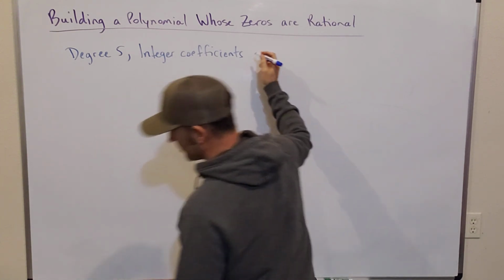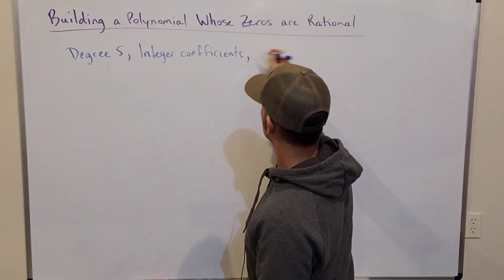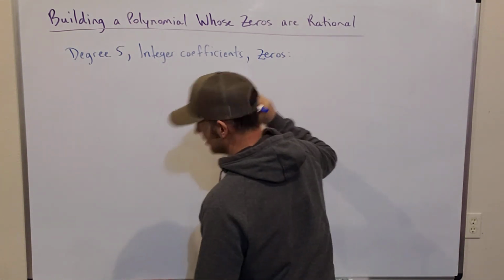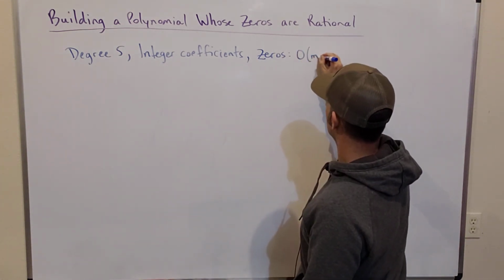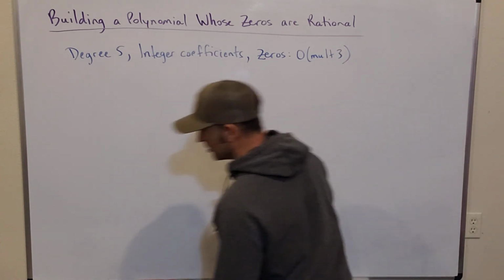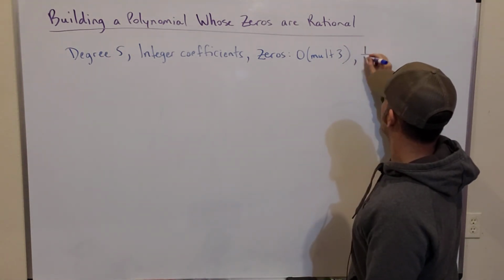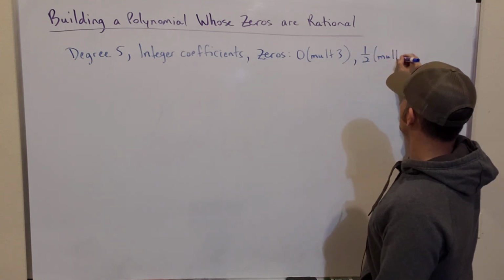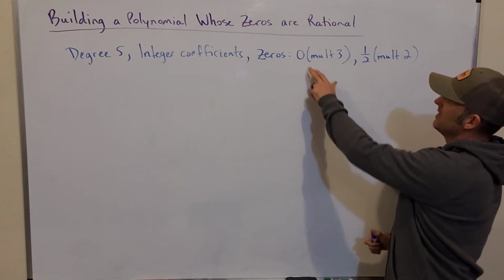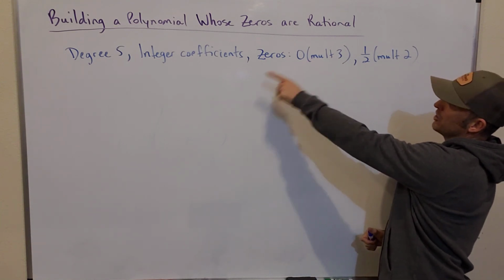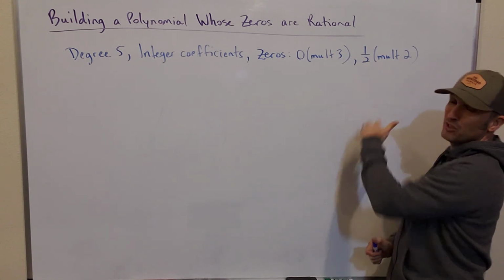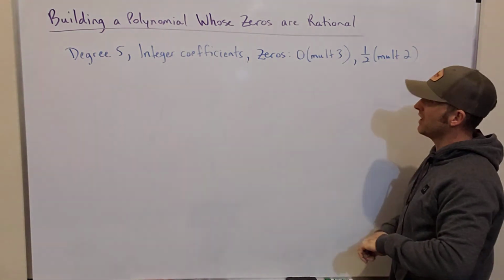Integer coefficients, and we'll say that the zeros are 0, which has a multiplicity of 3, and 1/2, which has a multiplicity of 2. And so you can see here that we've already got our degree 5 taken care of because this is going to be degree 3, this is going to be degree 2, all together giving us degree 5.